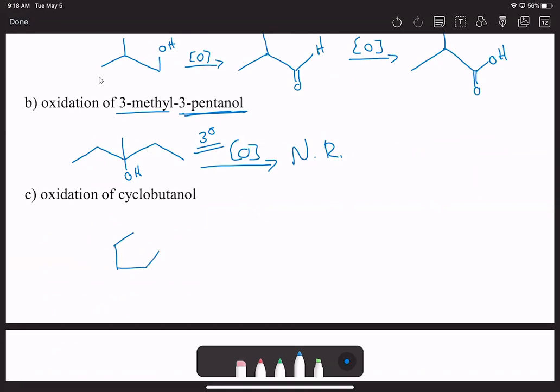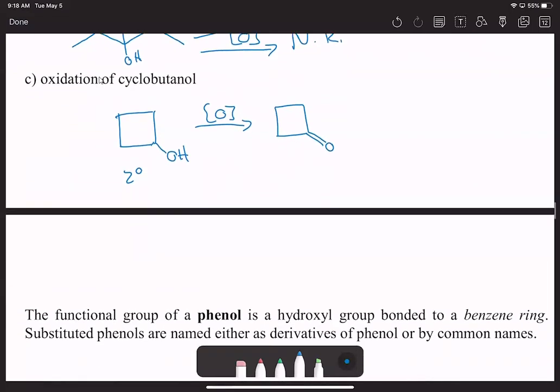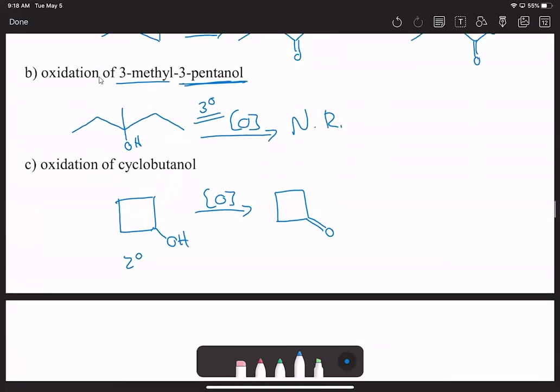Cyclobutanol. Actually, I think we already did cyclobutanol. So here's cyclobutane. If I put an alcohol on it, it's cyclobutanol. This is a secondary alcohol. So if we oxidize it, we're just going to form the carbonyl. Now we have a secondary alcohol oxidizing to a ketone. All right.